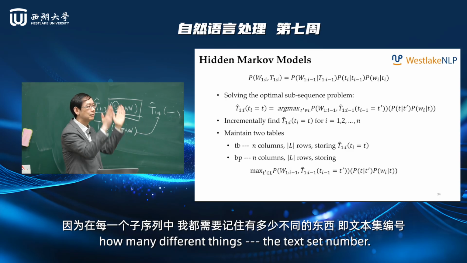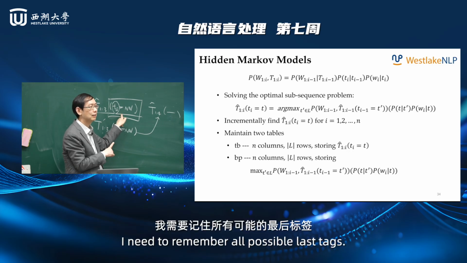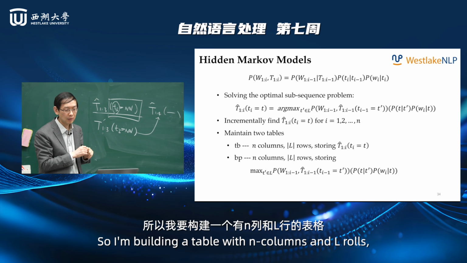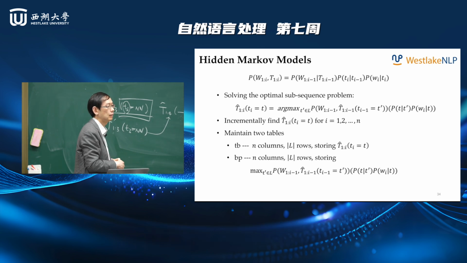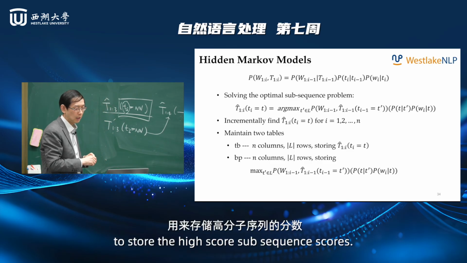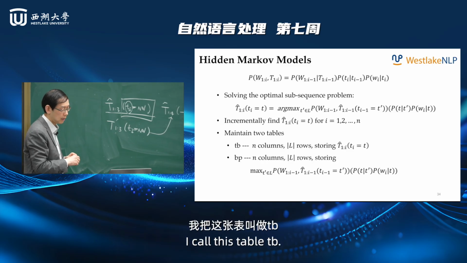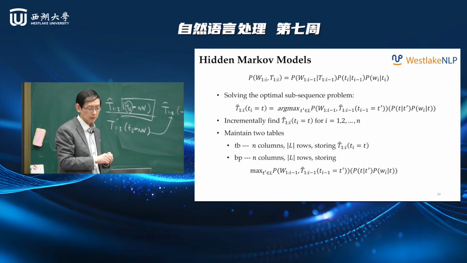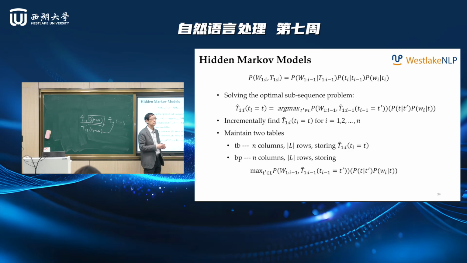The tag set number, right? I need to remember all possible last tags. So I'm building a table with n columns and L rows to store the highest scored subsequence score. I call this table TB. TB will store the score of T hat 1 to n, where the last tag is T.